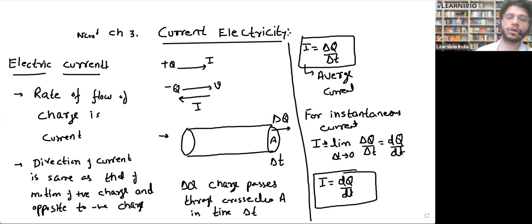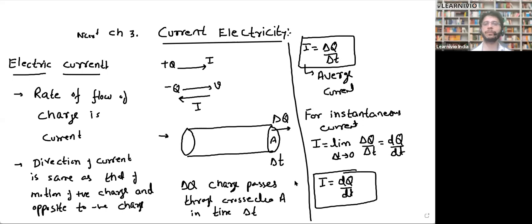So I'm repeating again. What is current? Current is flow of charge. If you have a charge and that charge is in motion, that means your system has current. Current is nothing but the motion of charge. When the charge moves, then current comes, and after current, you will have phenomena like electrical energy, electrical resistance, and other things. The next is direction of current.